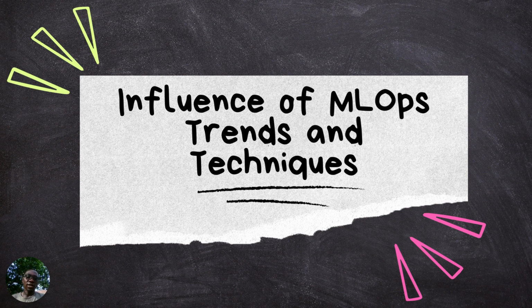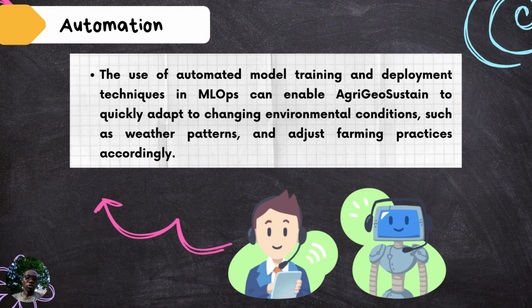If you continue further, we look at automation. The automation uses automated model training and deployment techniques in the MLOps and enables AgriGeo Sustain to quickly adapt to changing environmental conditions such as weather, thereby helping us to adjust the farming practices accordingly.